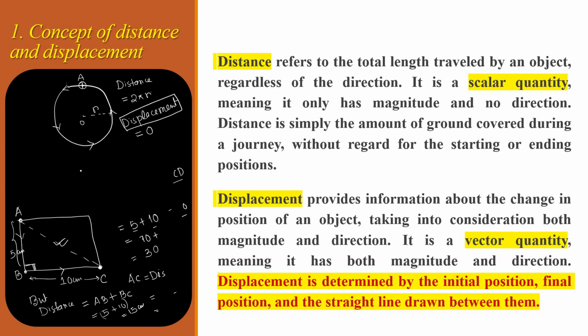Displacement, if we are able to draw a straight line, is explained in the last line: displacement is determined by the initial position, the final position, and the straight line drawn between them. So in the earlier example, AC is the straight line drawn from its initial position to its final position. A is the initial position, and C is the final position.